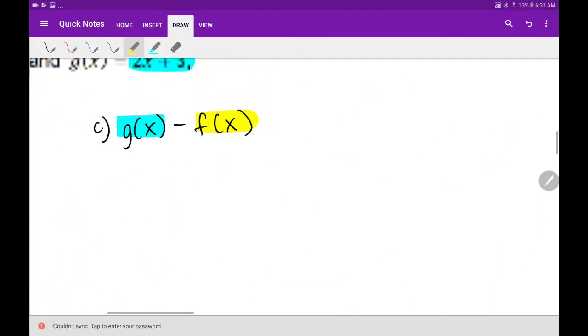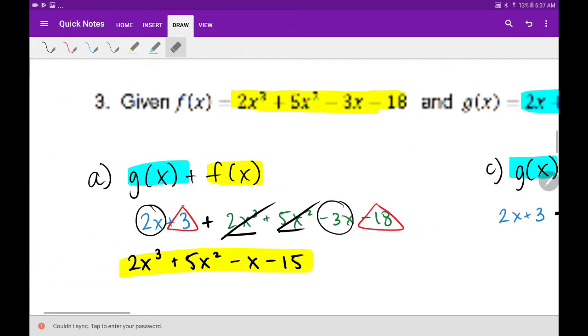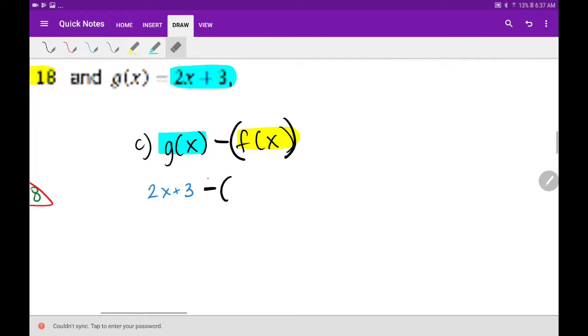All right, let's move on to letter C. It says g of x minus f of x. So as before, we're going to substitute. g of x is really 2x plus 3 minus, now in this case, because I'm subtracting, I actually need to put parentheses around my second function to make sure that I distribute that negative, that I subtract the entire function. So unlike part A, where the parentheses didn't matter, whenever you have a minus, you need to put parentheses.